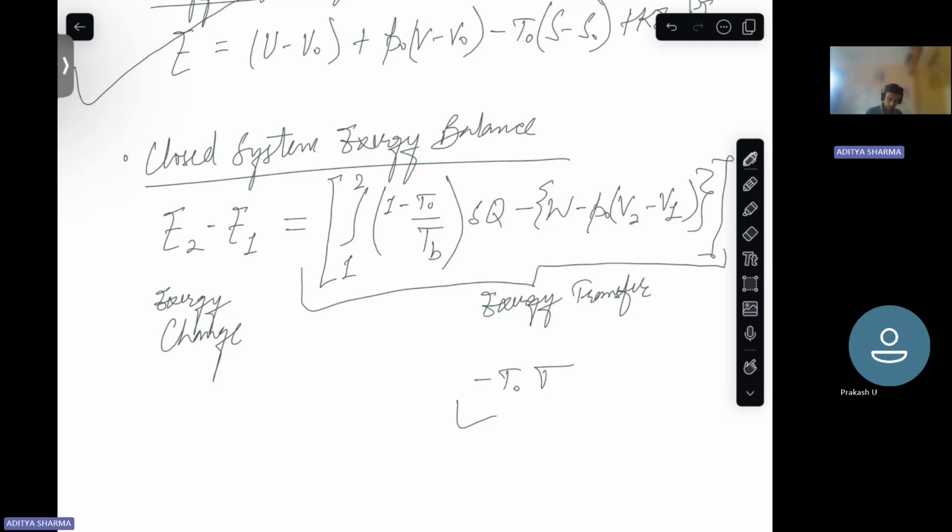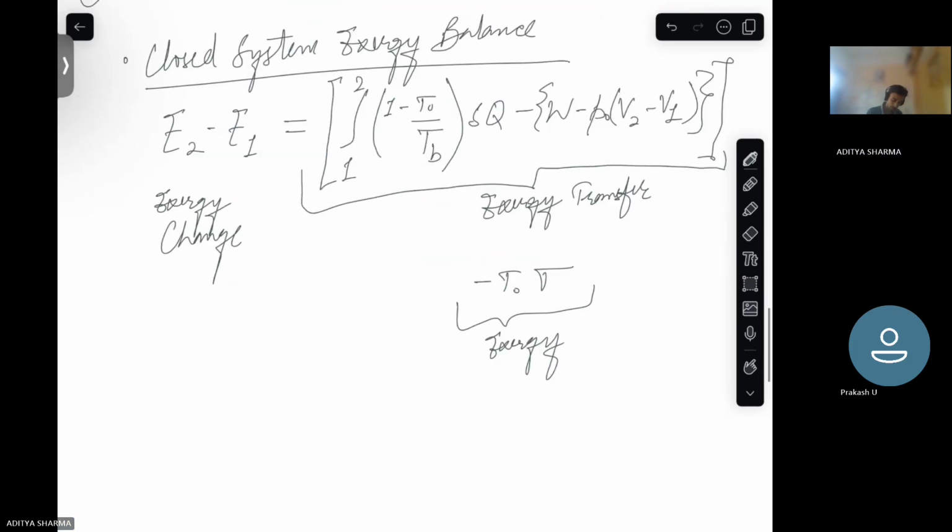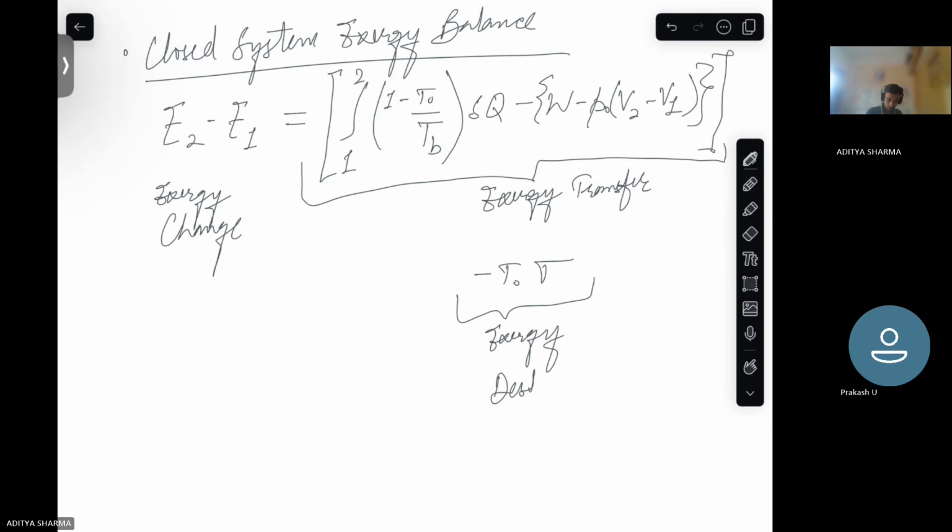And then there is this exergy destruction term, which is there for the closed system exergy values, right? So exergy basically is, please always remember that exergy is nothing new but just the work, the maximum theoretical work.